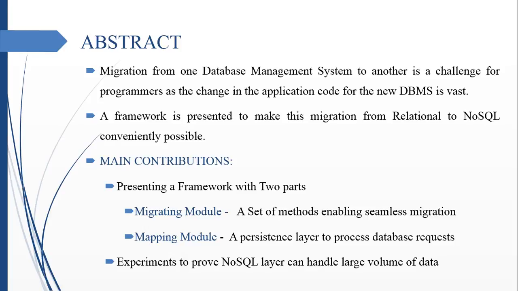Therefore, the main contributions of the paper are to present a framework with two parts. One is the migrating module and another is the mapping module. The migrating module consists of a set of methods enabling seamless migration, and the mapping module consists of a persistent layer to process database requests. We also have some experiments to prove the NoSQL layer can handle large volume of data.